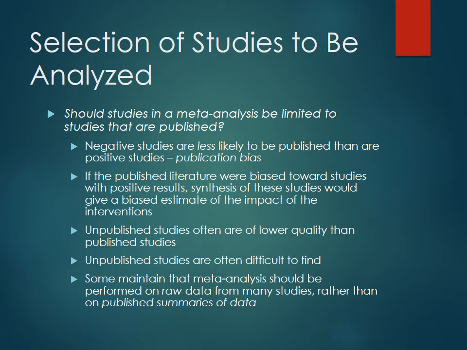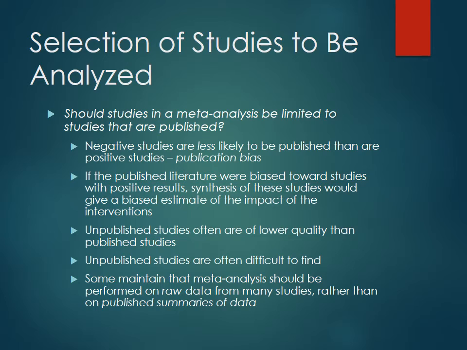So looking at one question, should studies in a meta-analysis be limited to those that are published? Like we mentioned with publication bias, a lot of negative results of studies are not going to be put out there. And so if the published literature were biased towards studies with positive results, then obviously synthesis of those studies would end up having bias towards a positive impact for the intervention.